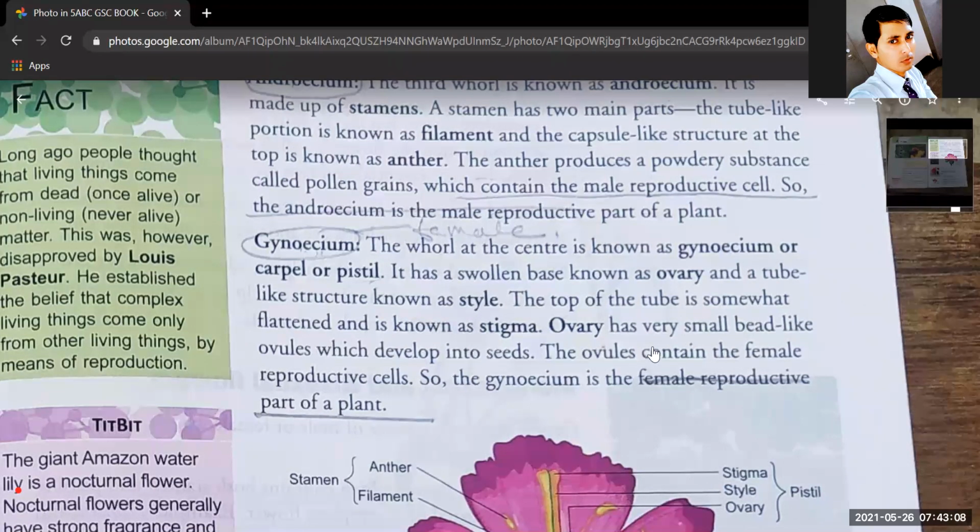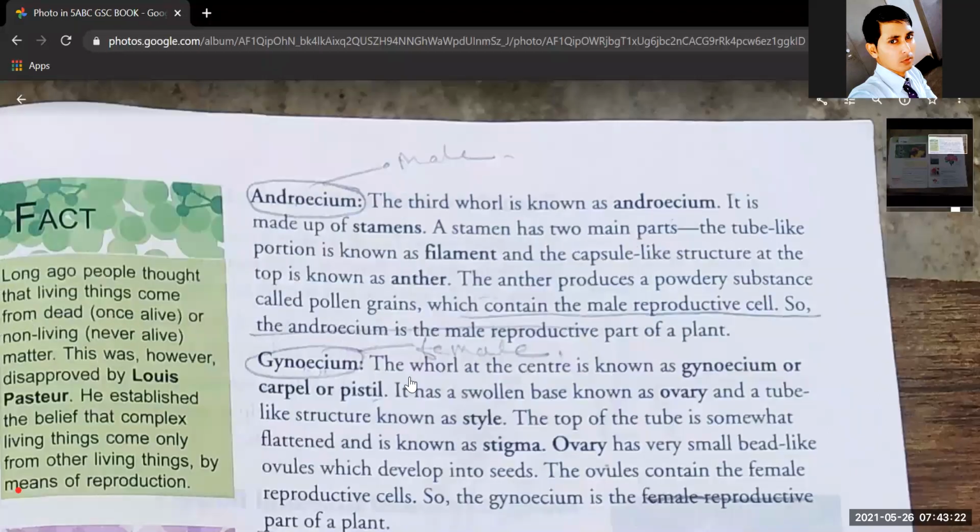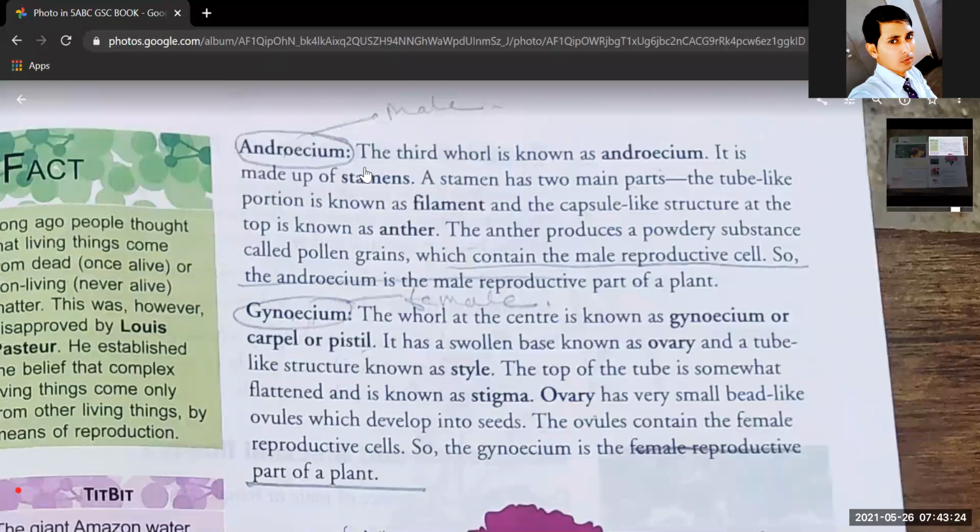The ovary has very small bead-like ovules which develop into seeds. The ovules contain the female reproductive cells. Means here, androsium has the male reproductive cell and gynecium has the female reproductive cell. You can say like that. So the gynecium is the female reproductive part of a plant.